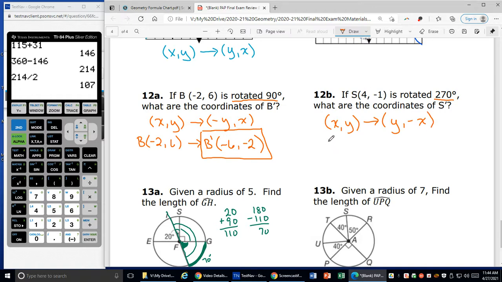So if I am at 4, -1 for my S, then S prime is going to be at y, -1, the opposite of x. The opposite of 4 is -4. So S prime is going to become -1, -4.